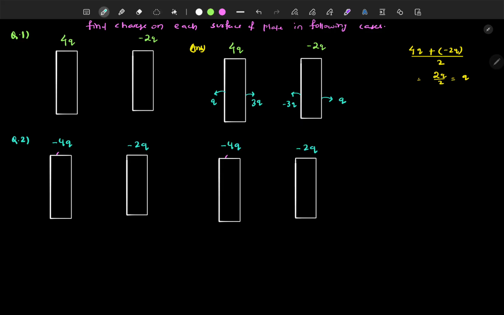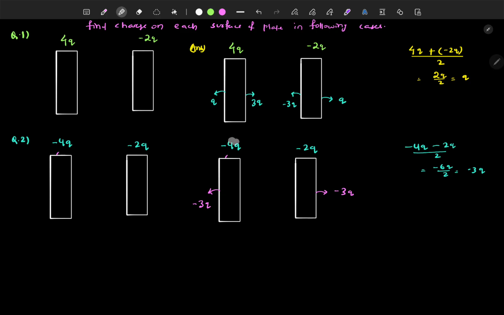First add the charges and divide the addition result by 2. So minus 4q minus 2q divided by 2, that is minus 6q divided by 2, that is minus 3q. So in the answer you have to write that on the first surface the amount of charge is minus 3q, and on the last surface, that is the fourth surface, the amount of charge is minus 3q.